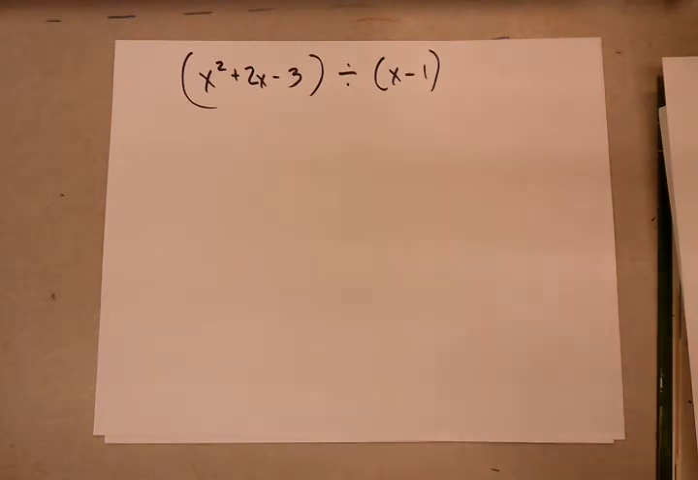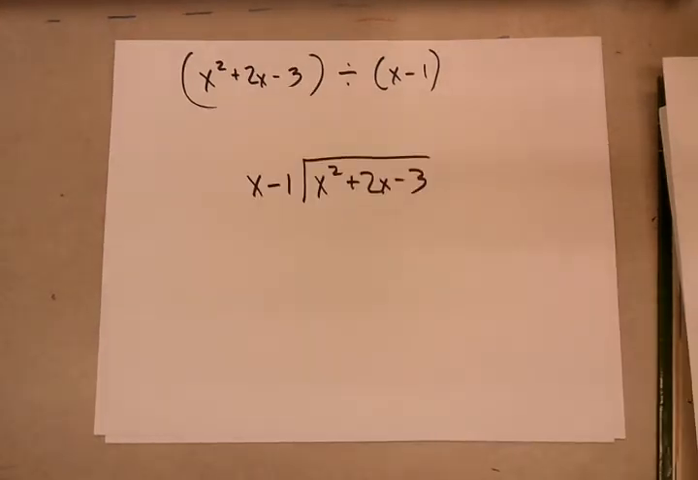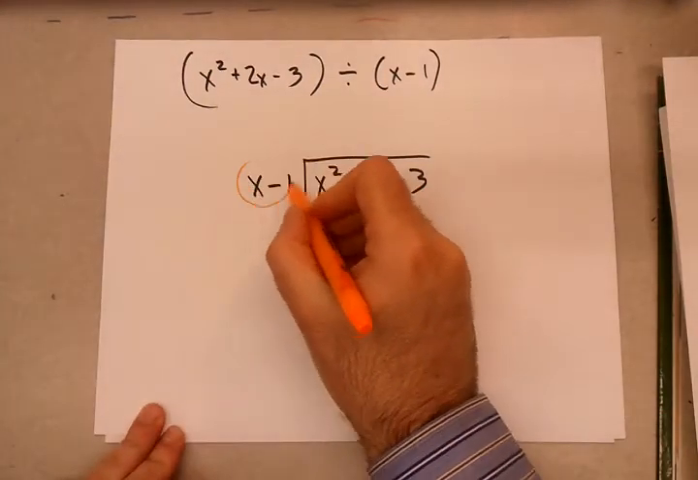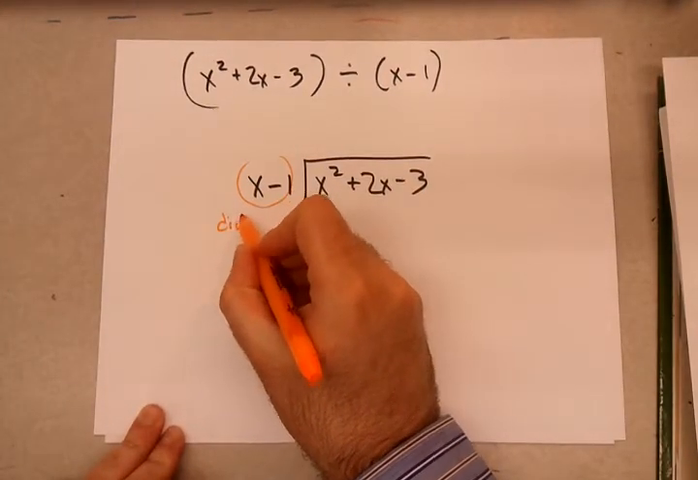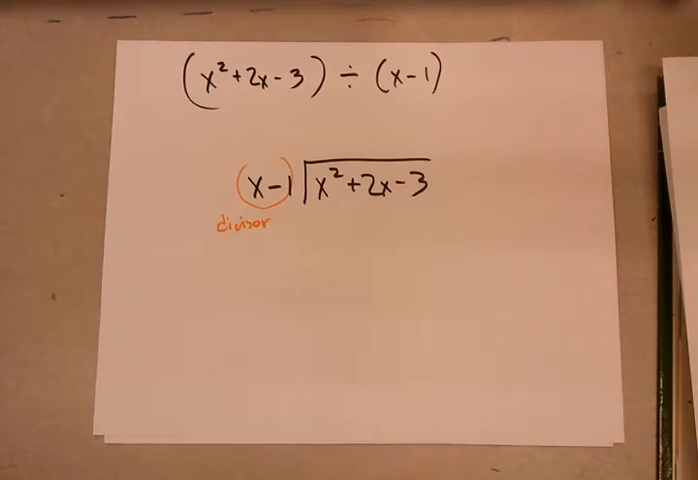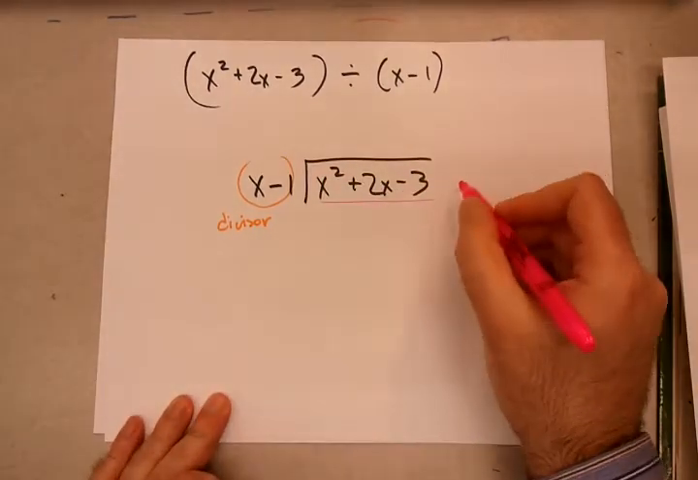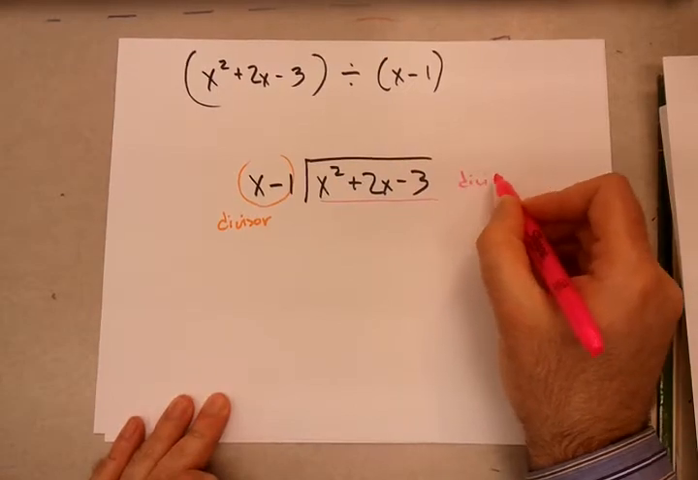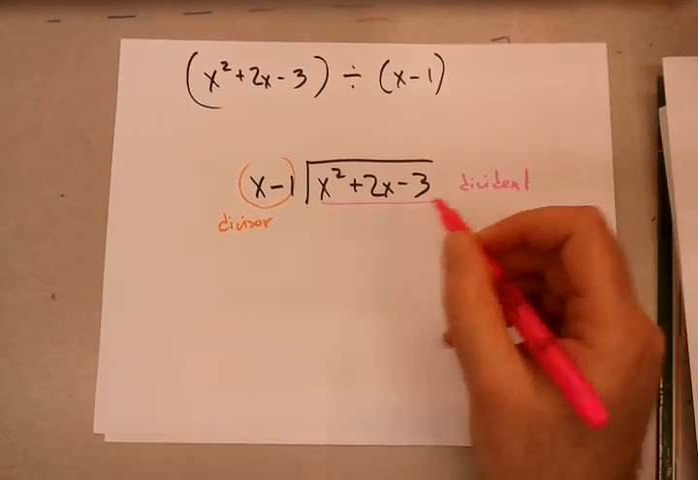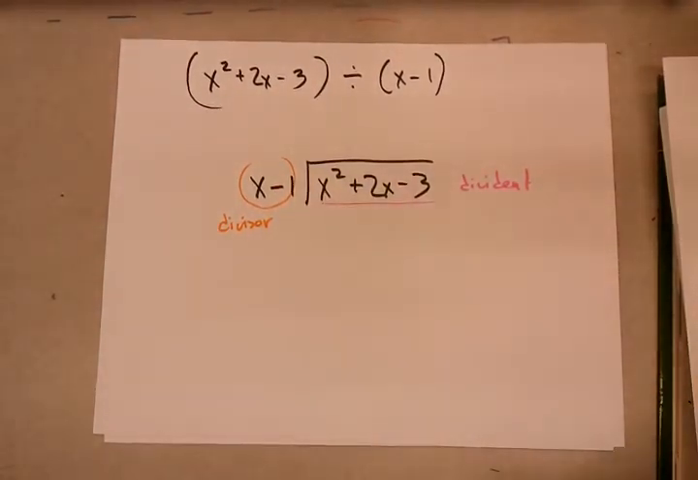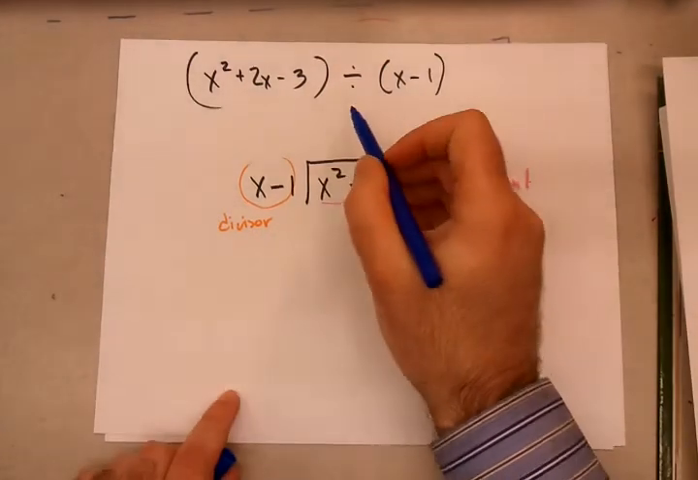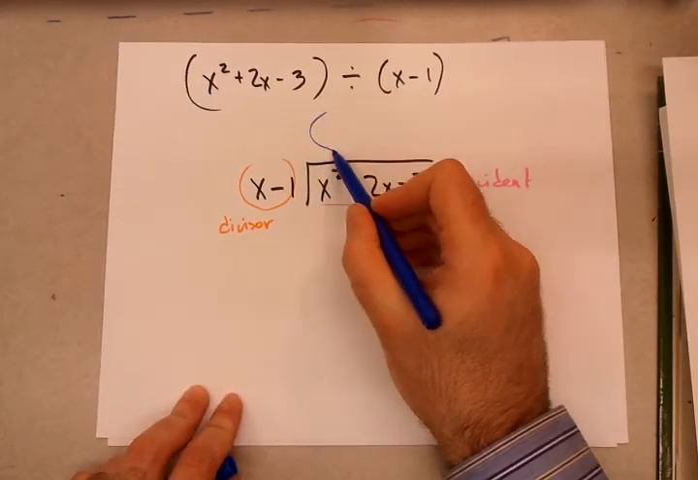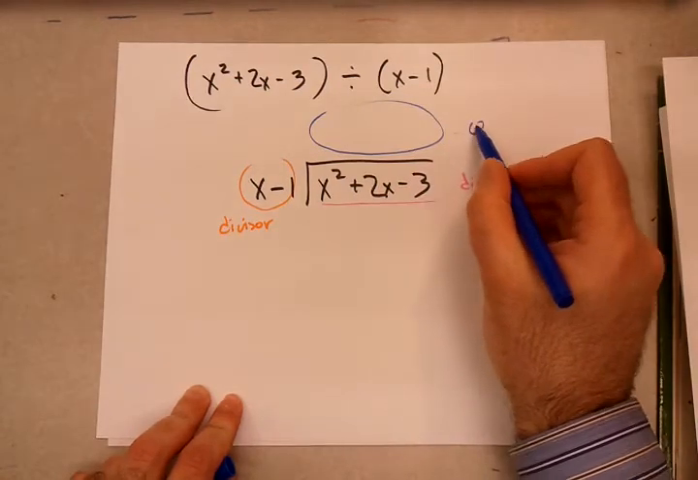So I'm going to set up my long division. Once again I have my divisor on the outside. That's my divisor. I have my dividend on the inside. That's my dividend, if I can spell correctly. And my answer, which I don't have yet, which we'll generate together, or I'll generate it and you'll listen, is the quotient.